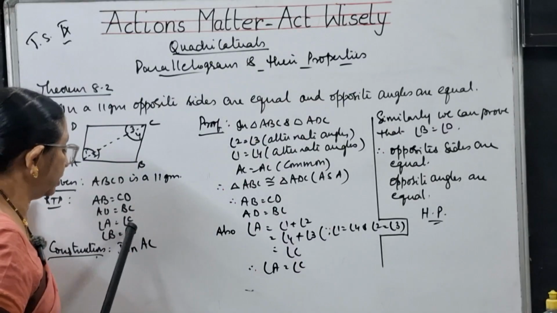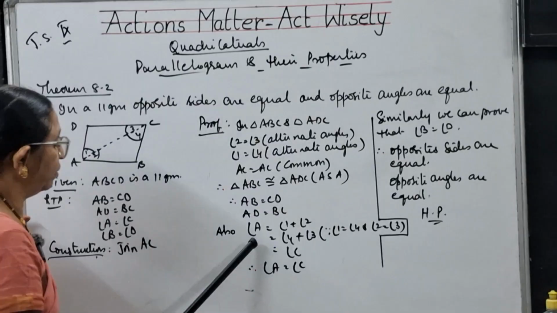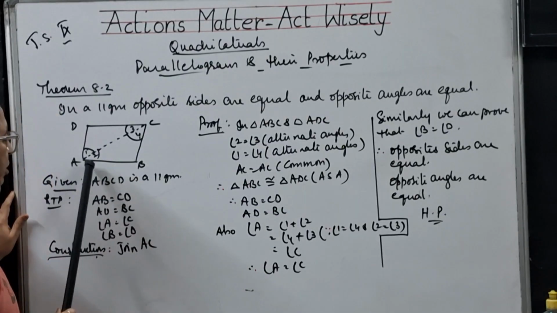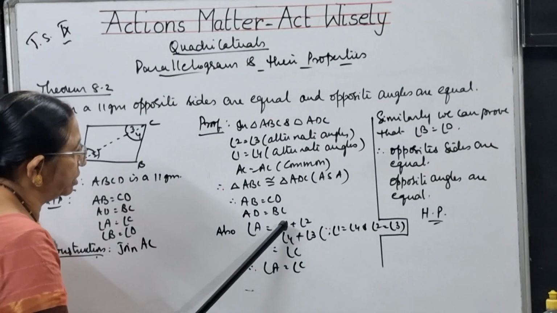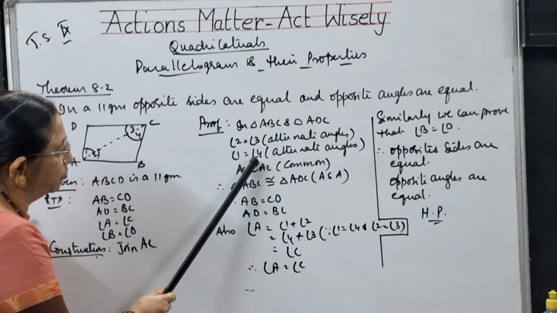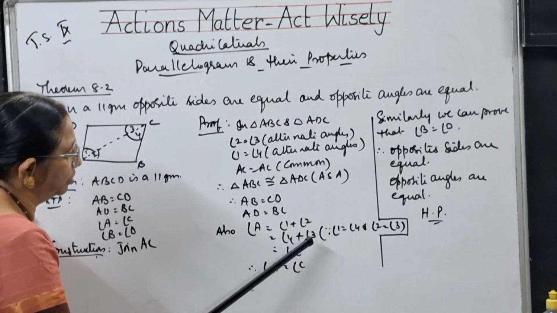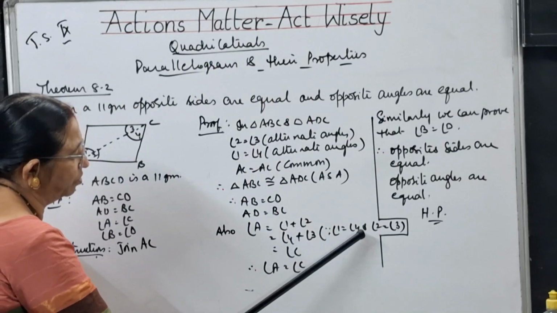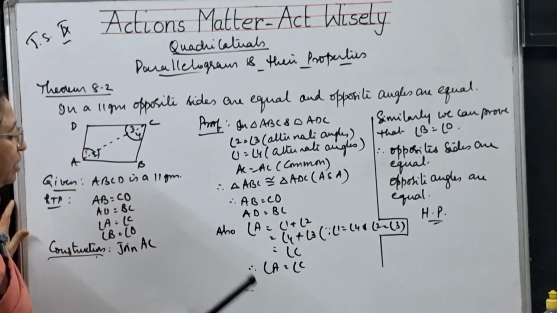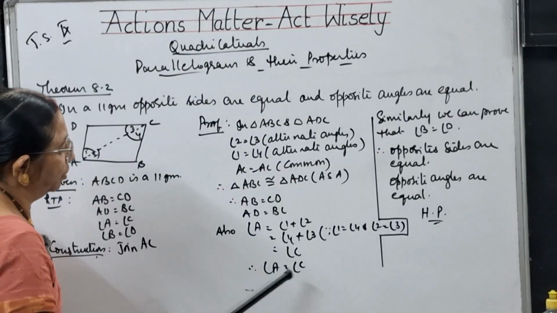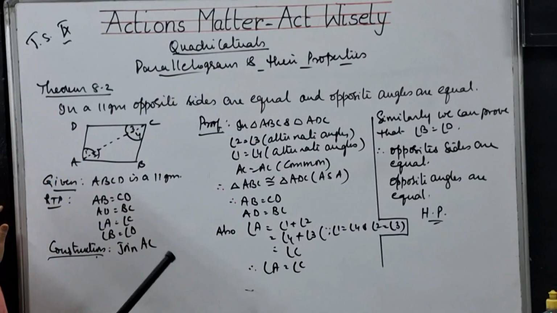Now we need to prove that even the angles are equal. So I have taken angle A. Angle A means what? Angle 1 plus angle 2. If I add, I get angle A. That means in the place of angle 1, I wrote angle 4 because angle 1 is equal to angle 4. In the place of angle 2, I wrote angle 3 because angle 2 is equal to angle 3. What is angle 4 plus angle 3? That is angle C. So I have proved that angle A is equal to angle C.